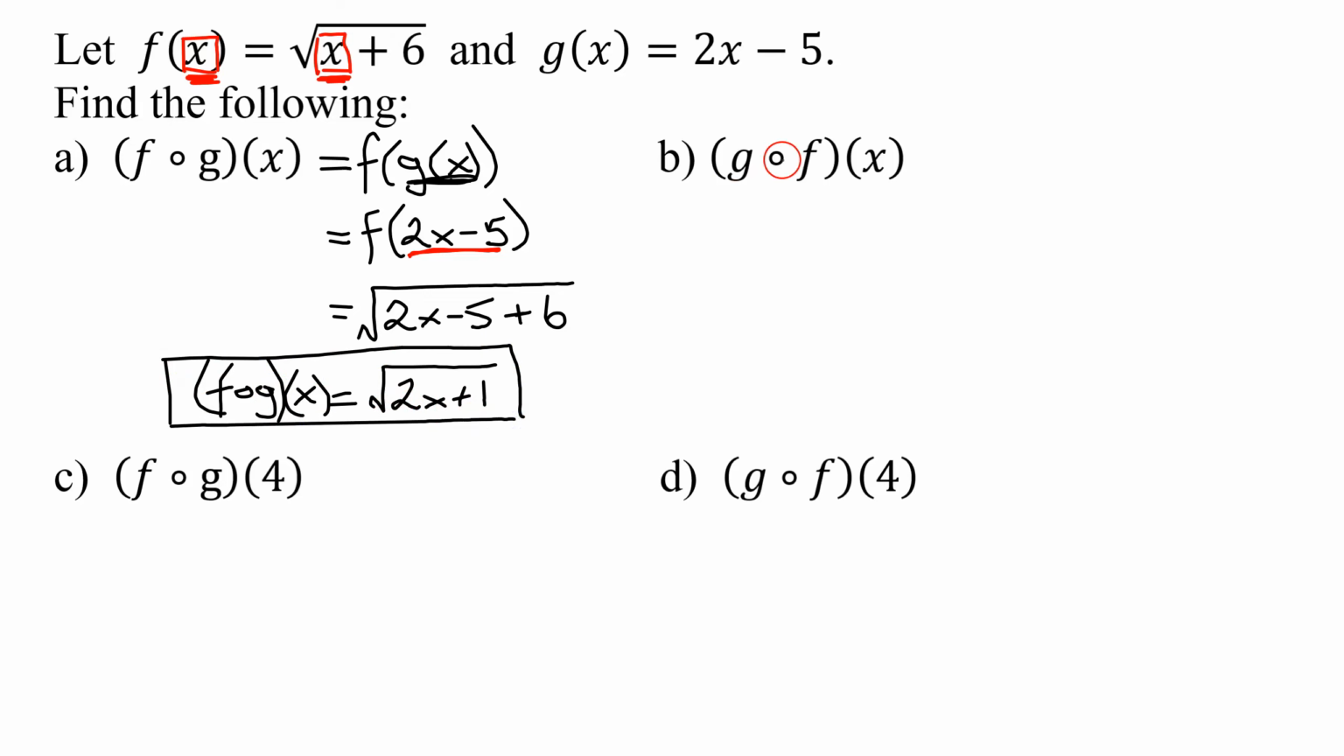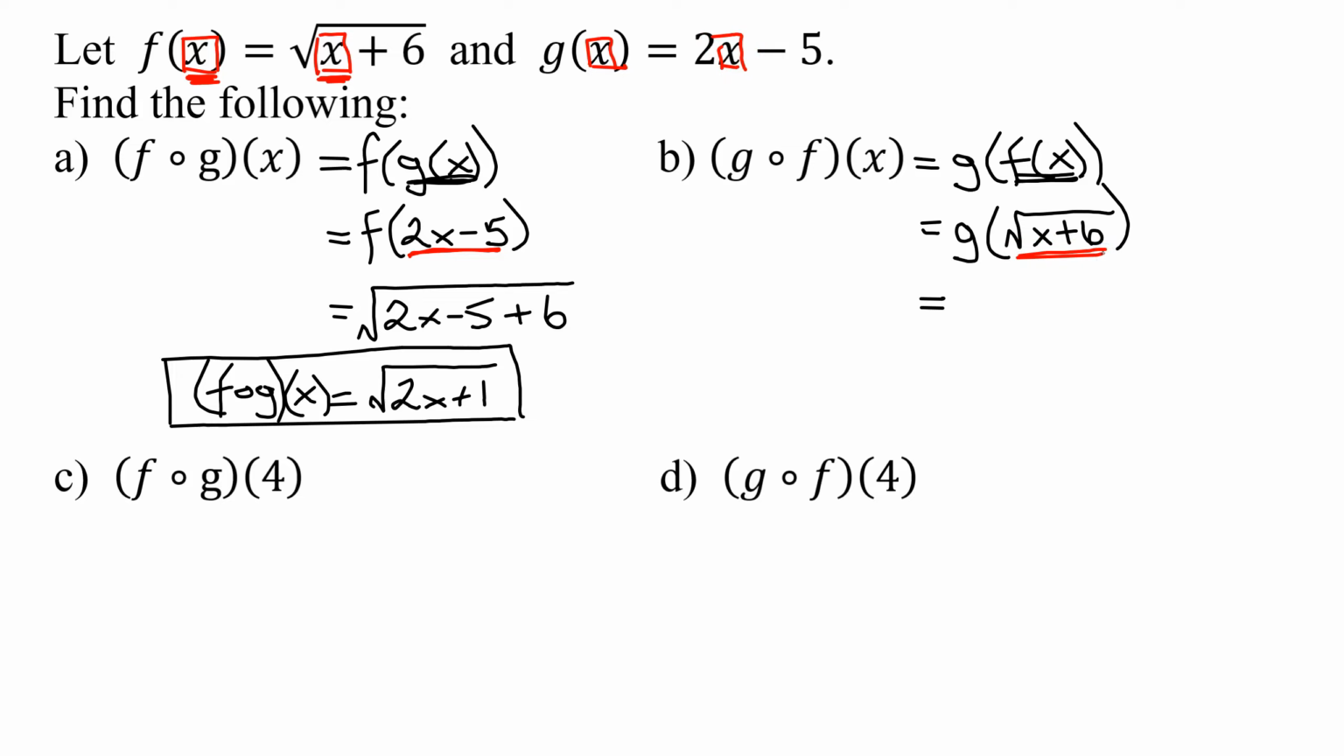Now we want to look at g composed with f of x. By definition, g composed with f of x is g at f of x. And so in this case, I need to replace f of x with its definition. So I'm going to get g at the square root of x plus 6. And now, remember, if you get confused, put a placeholder around your x's in g of x. And I'm going to have to replace those x's with the square root of x plus 6.